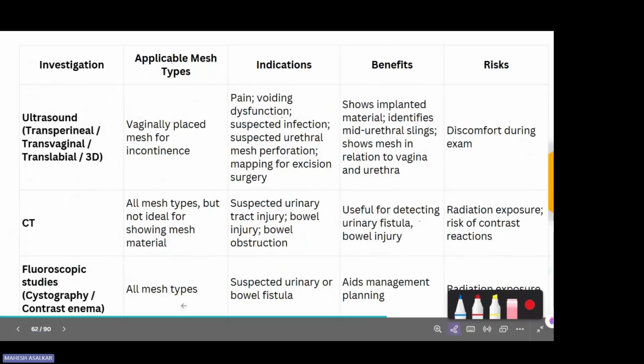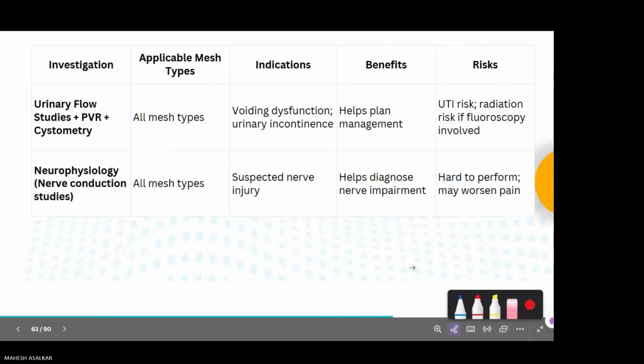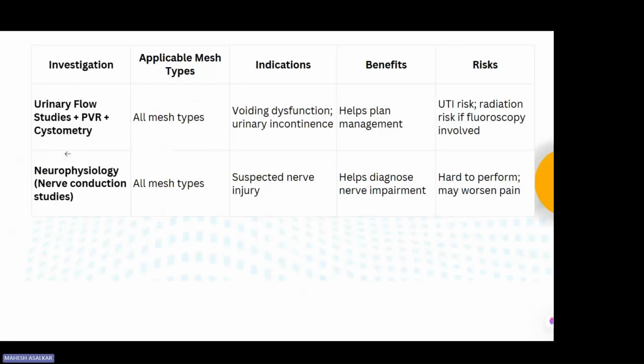Next is fluoroscopic studies, either cystography or contrast enema. This is also indicated in all mesh types. So suspected urinary or bowel fistula, you may have to do this fluoroscopic study, but again, the risk will be there of radiation exposure, and it aids in the management planning. The next two investigations are urinary flow studies, PVR and cystometry. Again, it is indicated in all mesh types, especially when you are evaluating voiding dysfunction and urinary incontinence. It helps in planning the management. However, there is a risk of urinary tract infection, and radiation risk if you use the fluoroscopy.